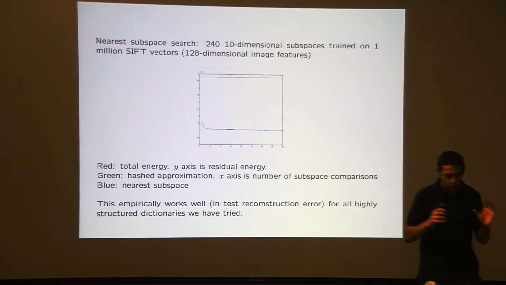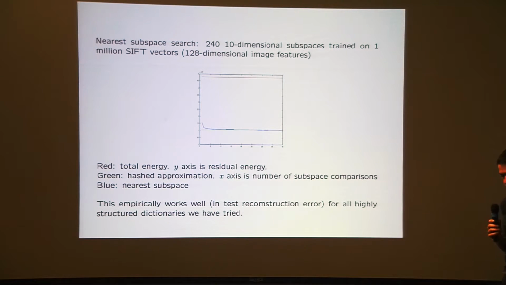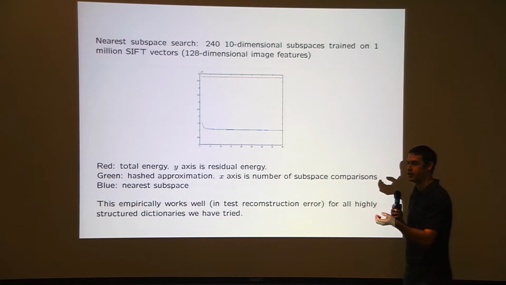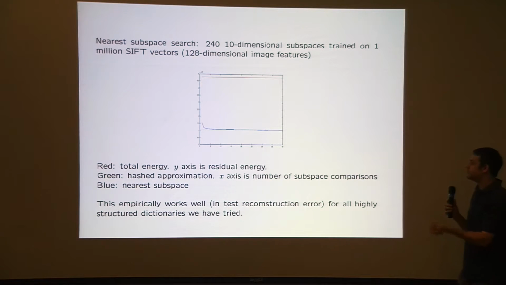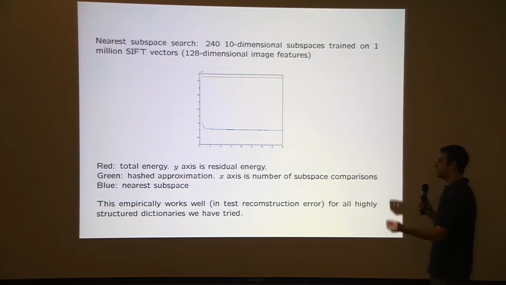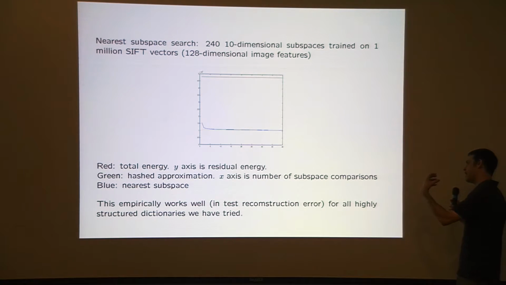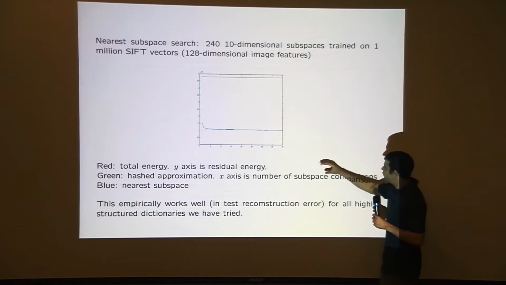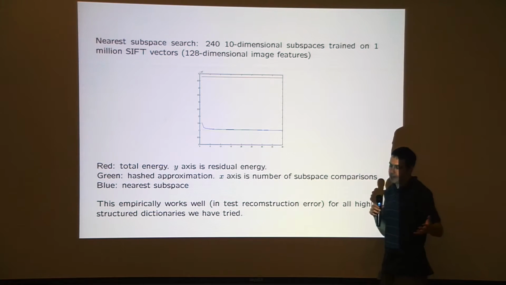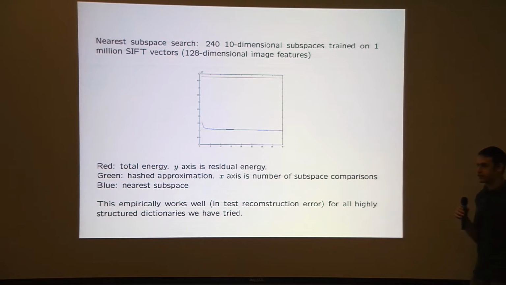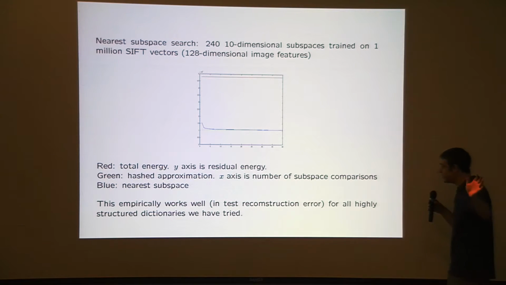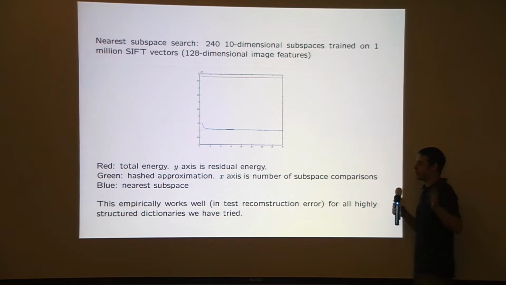So again, the whole point here is to get the tree, which you use as a hash, to be just the encoder. It's independent of the structure of the dictionary. The thing that's interesting is this works independent of the structure of the dictionary as long as the dictionary is reasonably well structured. So here we just have 240 subspaces, which are trained like k-means. It's just k subspaces. And they have nothing to do with the tree in this case.